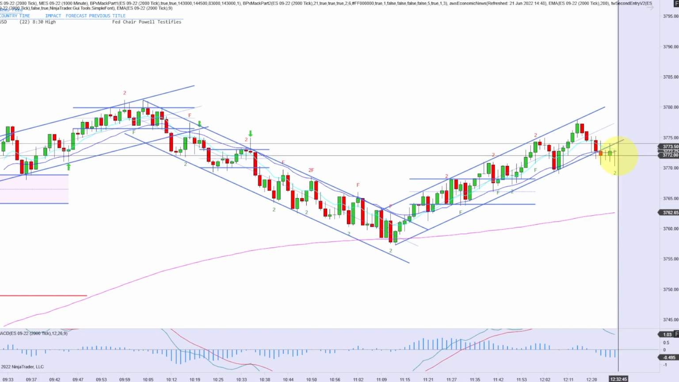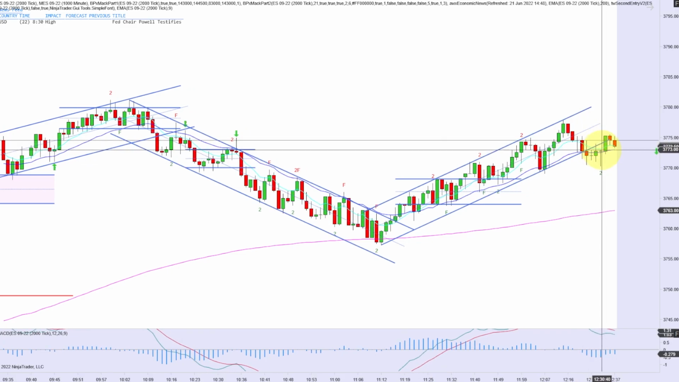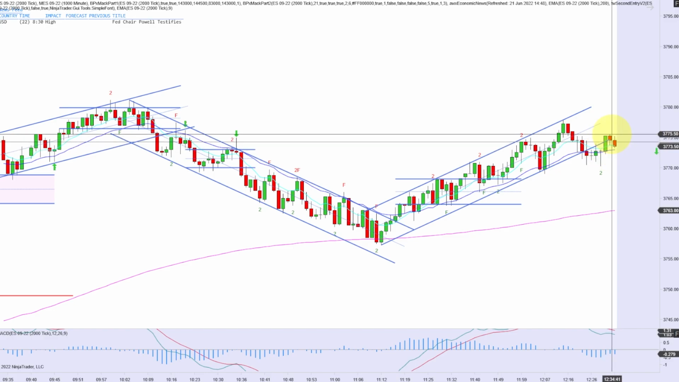Second entry long here if there's a trigger above this doji bar, but you get overlapping bars. 21 and 9 EMA are relatively flat. Just wasn't looking to take a long opportunity there. Maybe you scalp out for a point, maybe 2 points.